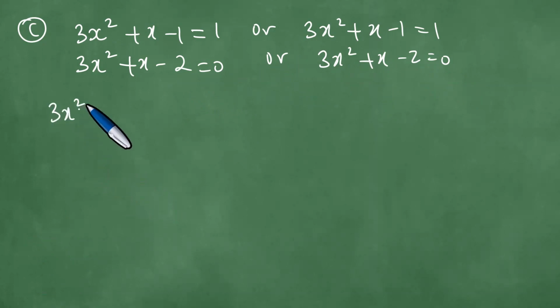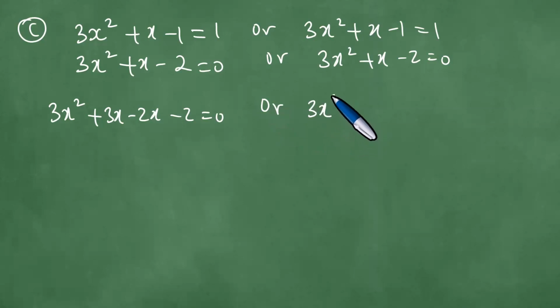Meaning we have 3x squared. Multiplying the 3x squared by minus 2, we get minus 6x squared. We look for those two expressions whose product is minus 6x squared, but whose sum is exactly x. And those are exactly 3x and minus 2x. So we have exactly 3x squared plus 3x minus 2x minus 2 equals 0.